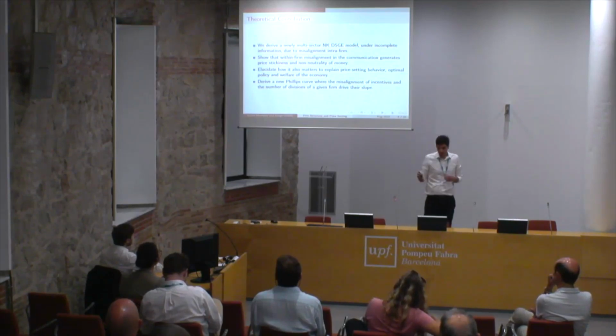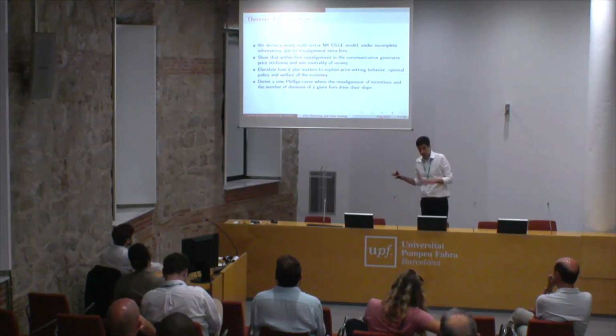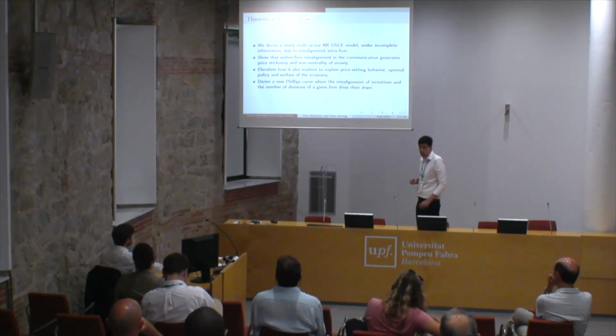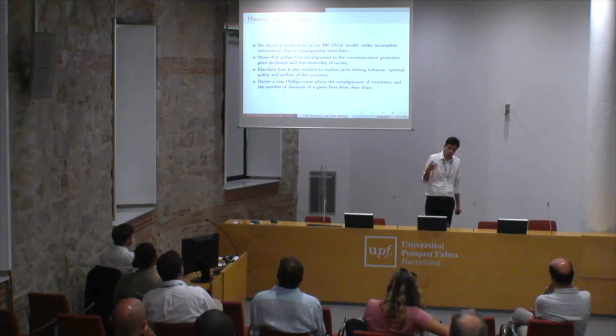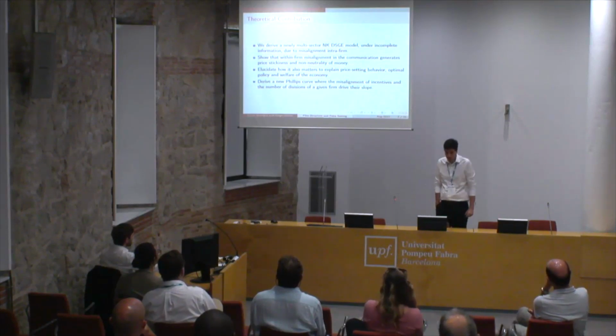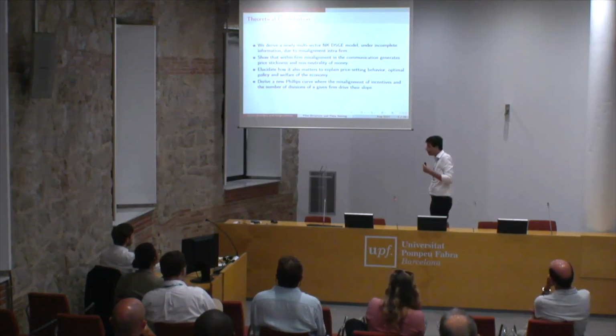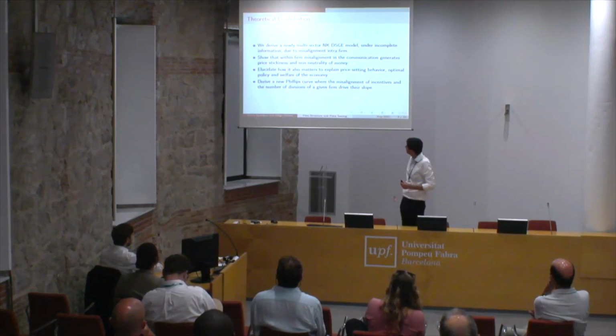So we derive a New Keynesian Phillips curve and so on with this incomplete information. We don't impose a stickiness. The stickiness arises from this misalignment within the firm. And we show that it is exactly this misalignment that generates both the price stickiness and the non-neutrality of money.